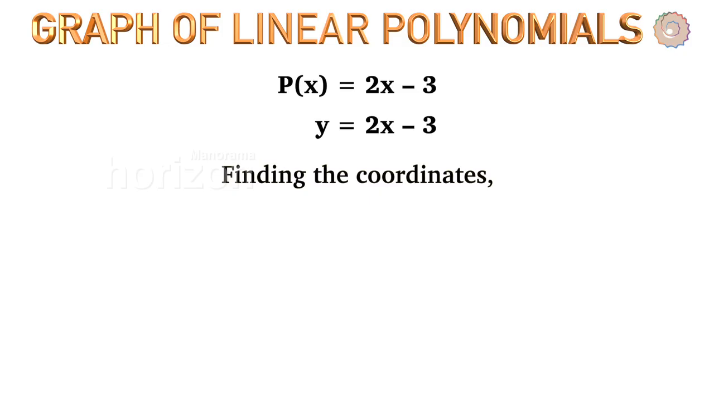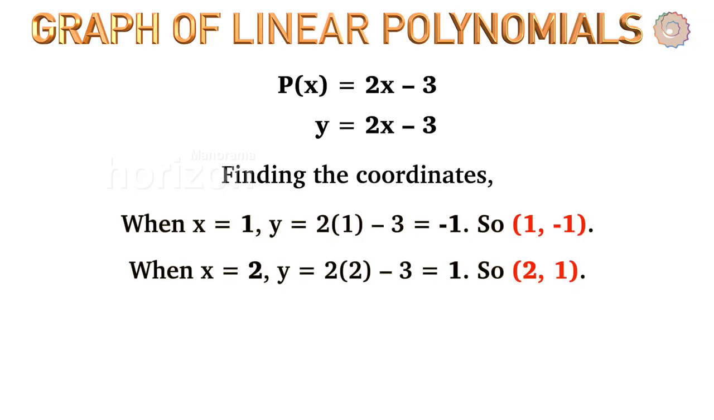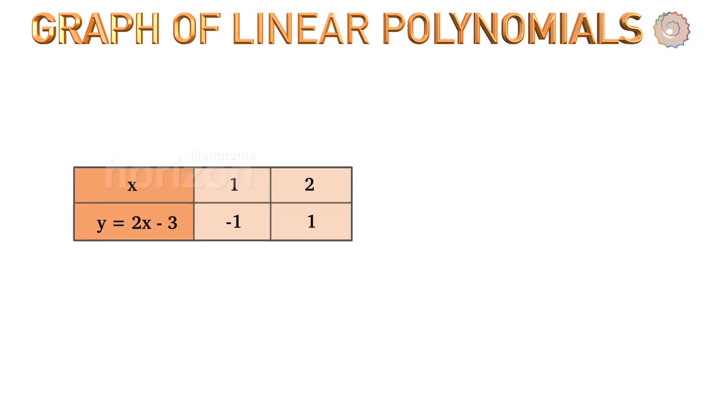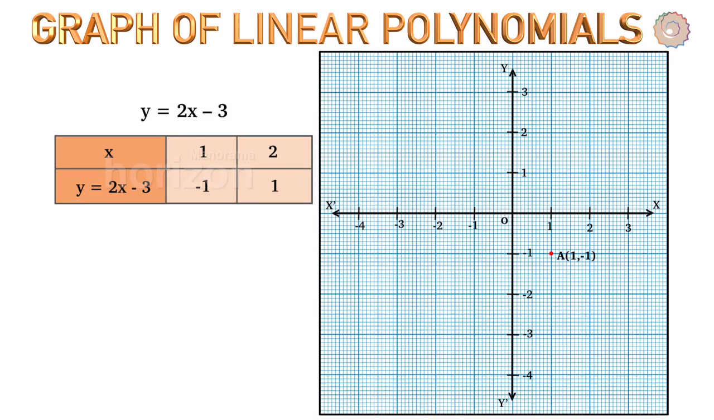For this, we can give a random value to one of the variables to get the other. Here we take (1, -1) and (2, 1) as the two coordinate points. Tabulating them will be easier to plot on the graph. So let's mark A (1, -1) and B (2, 1). Then join the 2 points to get a straight line.